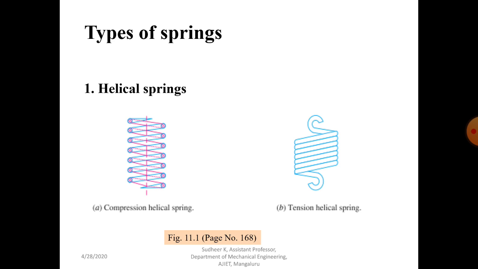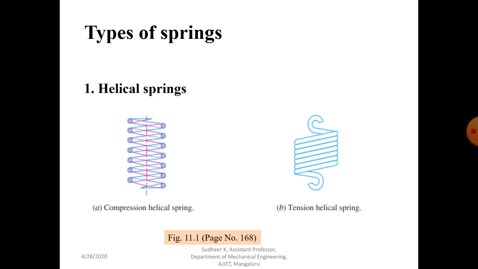There are only a few applications of open coiled helical springs as compared with closely coiled helical springs. Most springs are closely coiled helical springs. The springs we'll discuss from here onwards are usually closely coiled helical springs. So that is one type of spring.